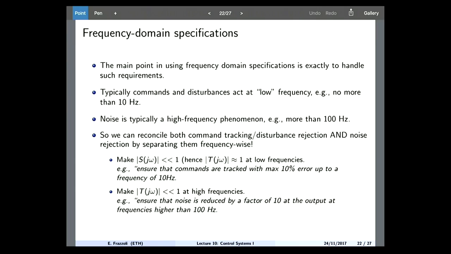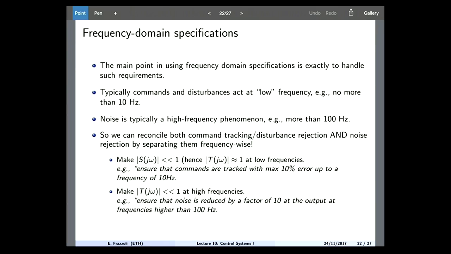Also, disturbances that come out of physical processes, for example wind or uphill and downhill profiles, also happen at relatively low frequencies. On the other hand, the noise in your sensors comes from the electronics, and that noise is typically at high frequency. And that's exactly how we resolve that conundrum. We will make S small at low frequencies. It's fine for us to have T large at low frequencies because there I have no noise.